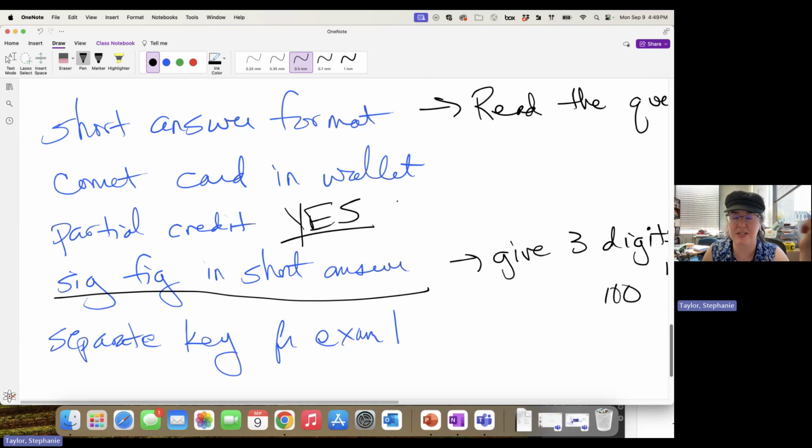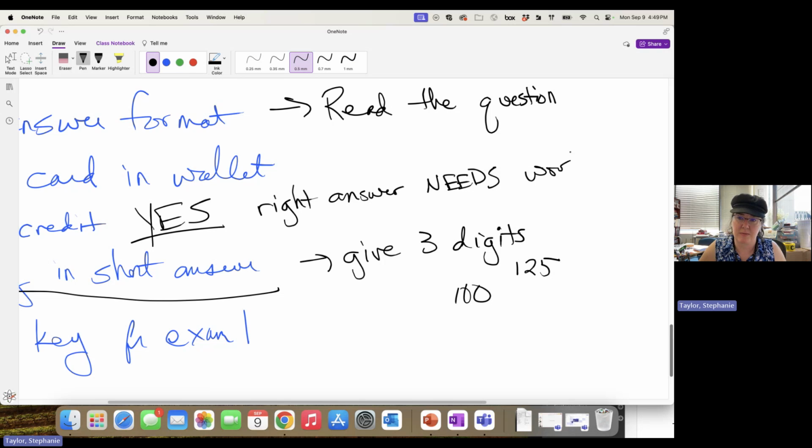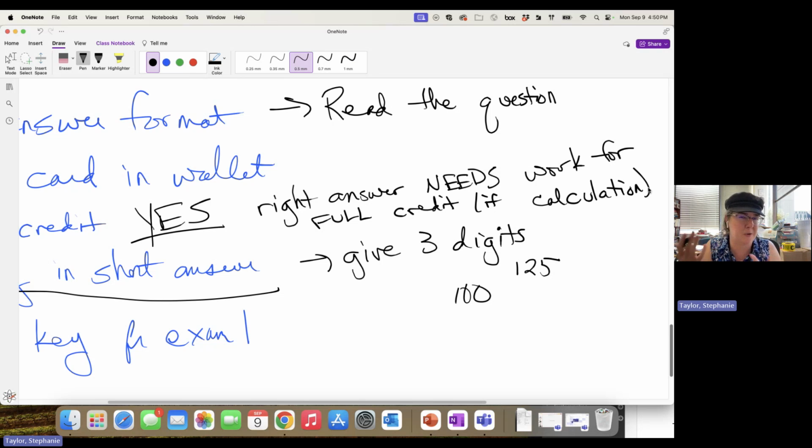Do also watch the instructions, or watch some of the keys that we've done before, because usually the right answer needs work to be worth all the points, especially if it's a calculation. Needs work for full credit. Sometimes if it's not a calculation question, there is no way to show your work. But if it's a calculation question, then showing your work is part of the answer. And we will absolutely dock points if the only thing that's there is the number and nothing else.